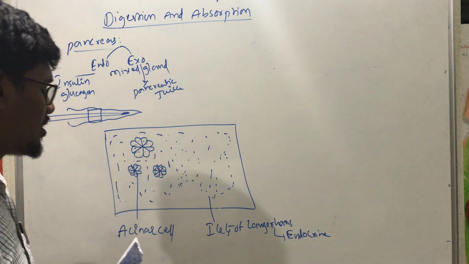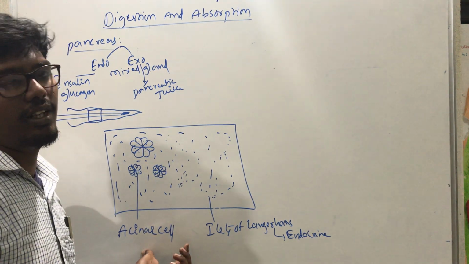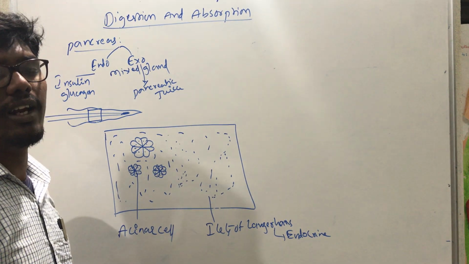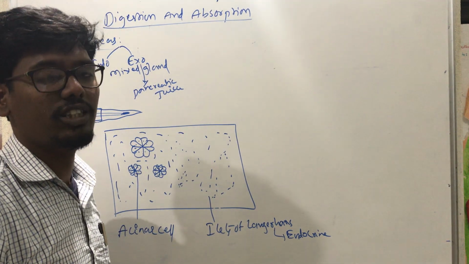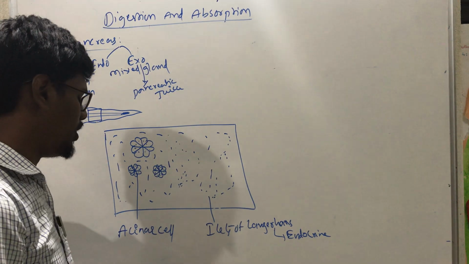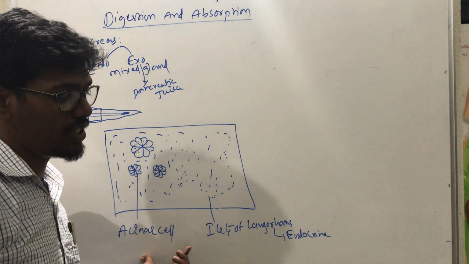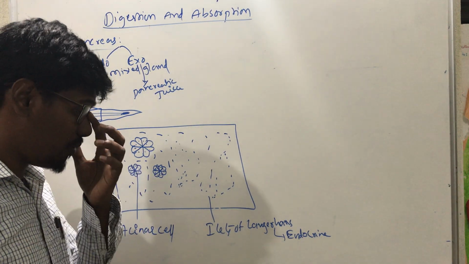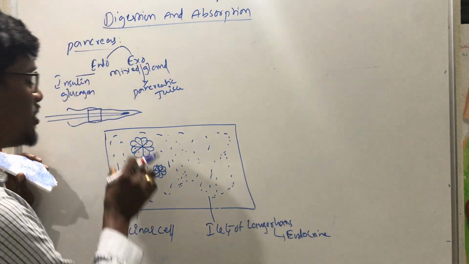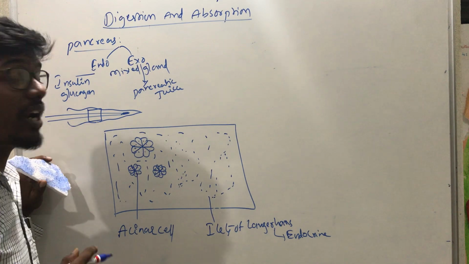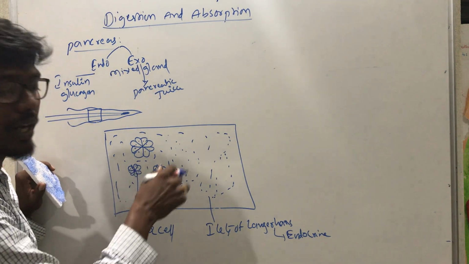Okay, these acinar cells release pancreatic juice. That pancreatic juice contains enzymes. What enzymes are released by the acinar cells? How many enzymes are there? Okay, we will see. This is a transverse section of the pancreas.